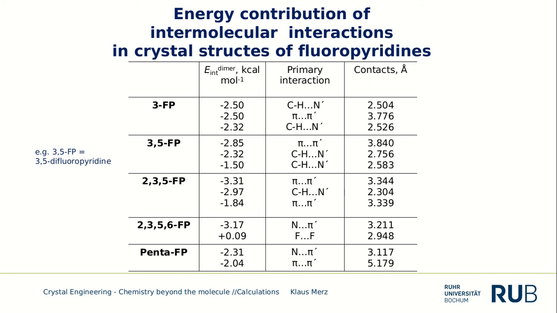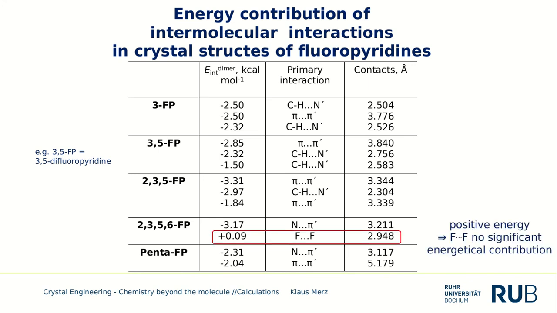What can we see? For example, fluorine-fluorine interactions have a positive value of energy, which means fluorine-fluorine has no significant energetic contribution. That is the first piece of information. You have a huge number of fluoropyridines and all of them show no significant fluorine-fluorine energetic contribution. Amazing, but what is the result? That is the result.